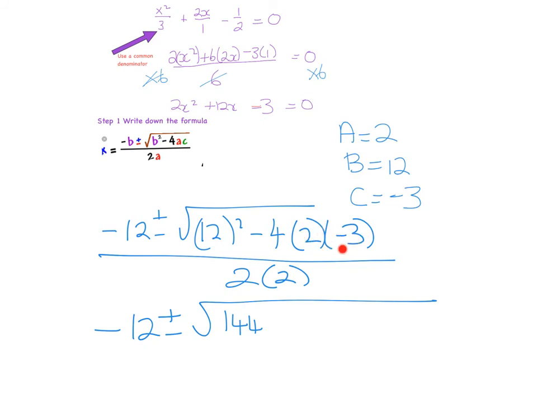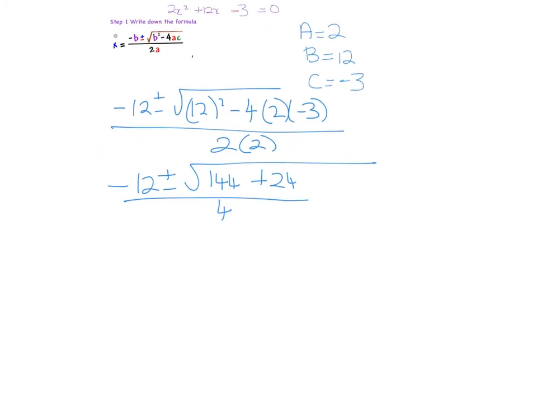Now we take this in little stages. Minus 3 times 2 gives me minus 6. And minus 6 times minus 4, a minus by a minus gives me a plus, and 6 4s are 24. So I now have plus 24 all over 2 2s, which are 4. Running out of space. And then we'll tidy up a little bit more. So it is minus 12 plus or minus the square root of 144 plus 24 is 168, all divided by 4.